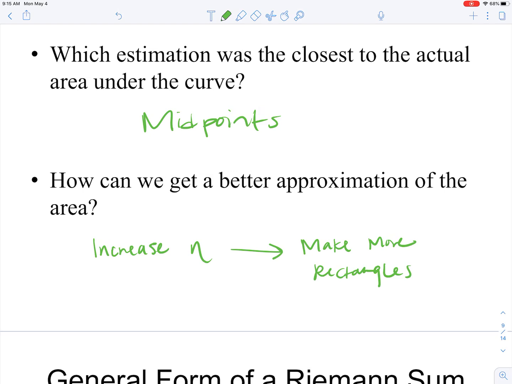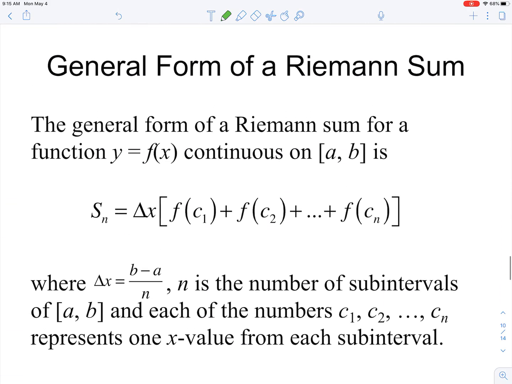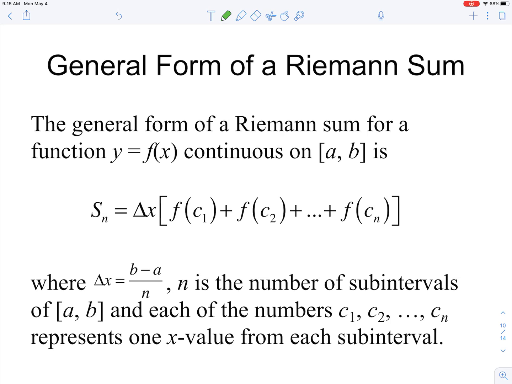So like if we had used n equal to 5 and made 5 rectangles, or calculate the area of 5 rectangles, or 6 rectangles, 7 rectangles, 8 rectangles, we would end up getting estimates for the area that are closer and closer to the actual area that's underneath the curve.